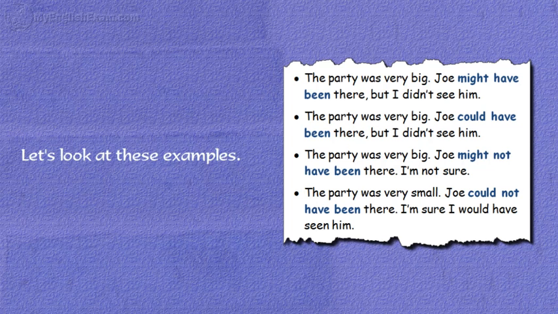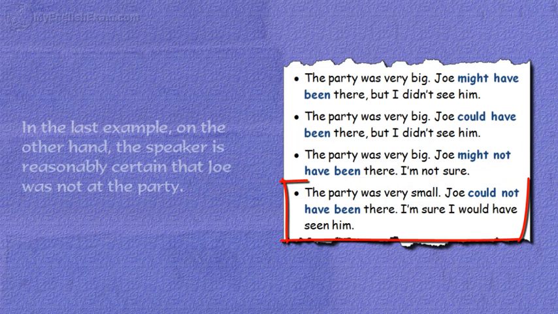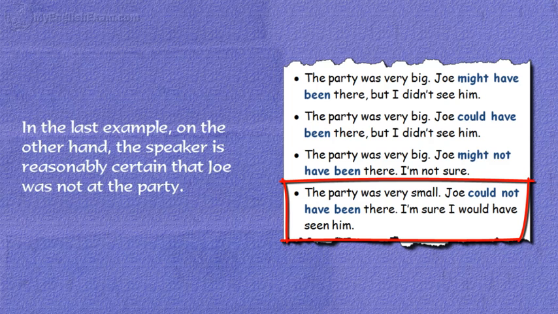The party was very small. Joe could not have been there. I'm sure I would have seen him. In the first three examples, the speaker is talking about possibility or uncertainty. Perhaps Joe was or was not at the party. In the last example, on the other hand, the speaker is reasonably certain that Joe was not at the party.